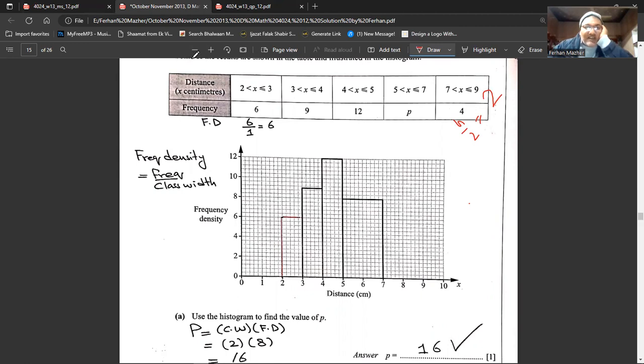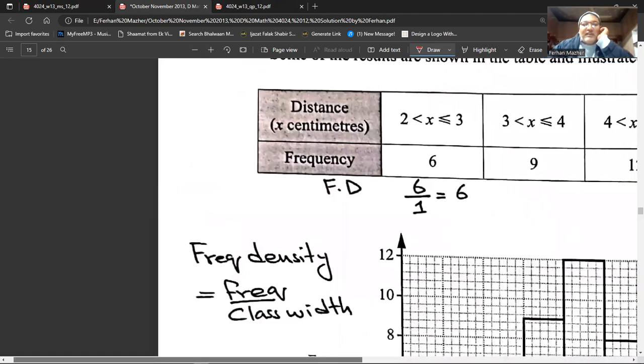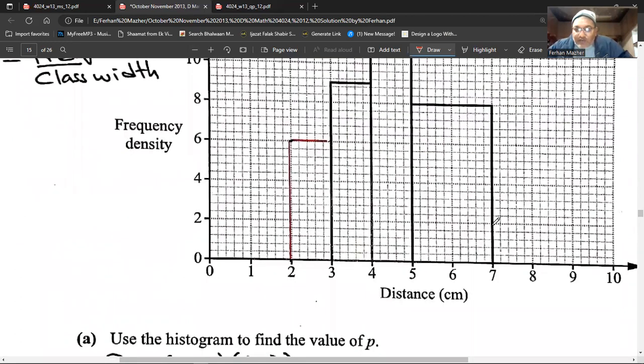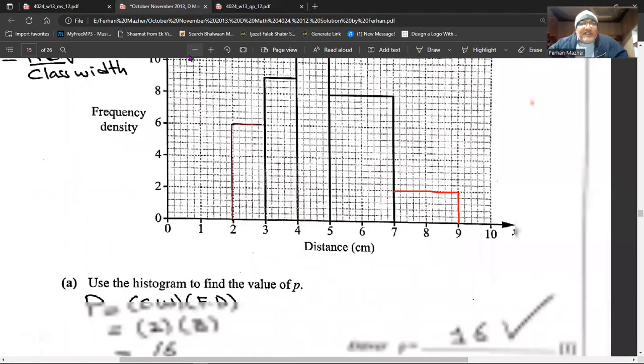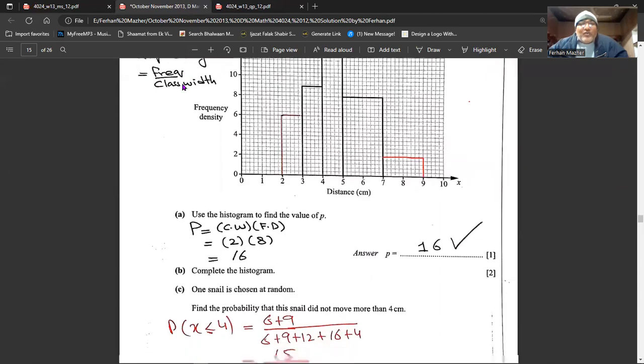So let's increase the size so you can understand. When I was solving, I just forgot to make it, but we can make it right now. There's no problem. So this is the point, and from 7 to 9, the frequency density. And here we go. So you see, this is the histogram which we were supposed to make. Let me reduce the size. So now the histogram is complete, and I hope you understand.